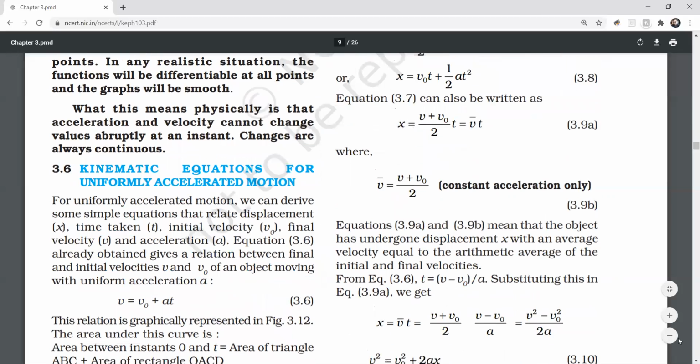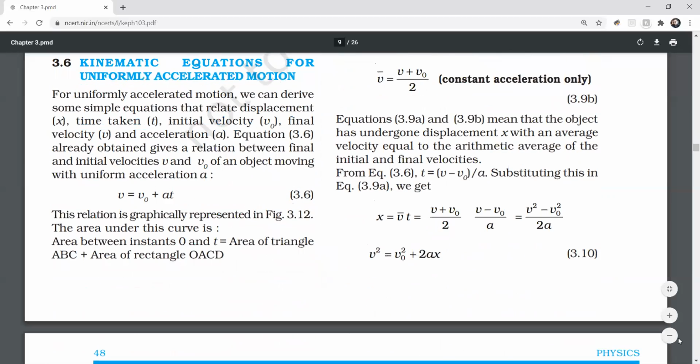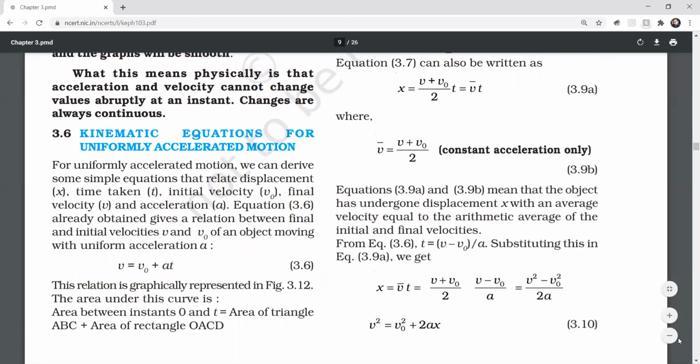Now coming to kinematic equations for uniformly accelerated motion. Let's see these ones very quickly. For uniformly accelerated motion, we can derive some simple equations that relate displacement, that is x, time taken, that is t, initial velocity, that is v0, final velocity v, and acceleration a. Equation 3.6 already obtained gives a relation between final and initial velocities v and v0 of an object moving with uniform acceleration a.